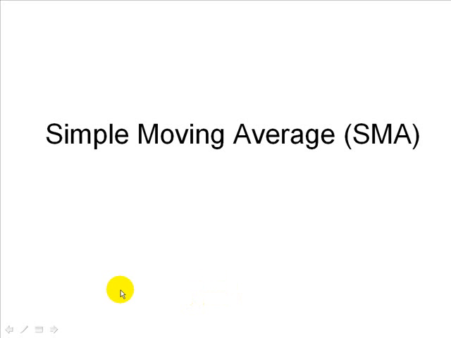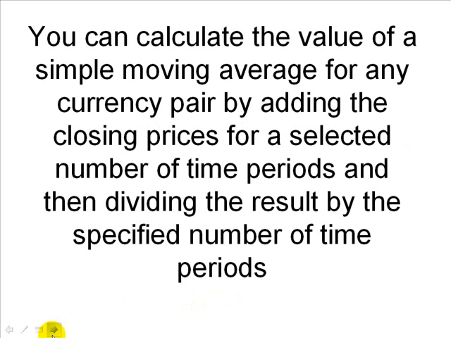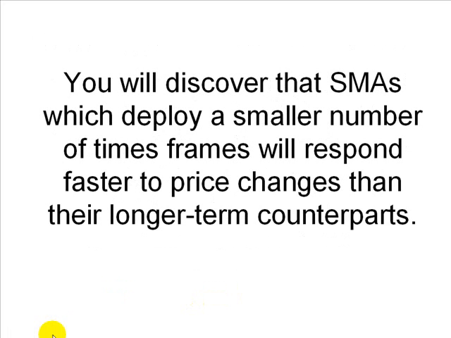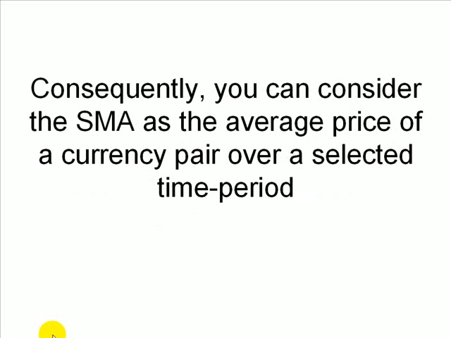Simple moving average, SMA. You can calculate the value of a simple moving average for any currency pair by adding the closing prices for a selected number of time periods and then dividing the result by the specified number of time periods. You'll discover that SMAs which deploy a smaller number of time frames will respond faster to price changes than their longer term counterparts.